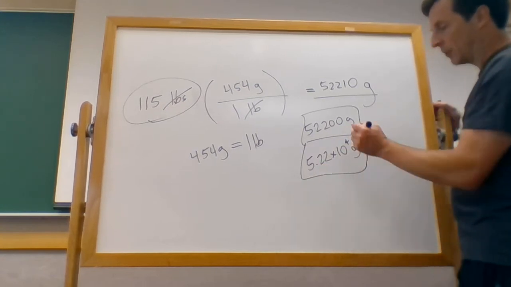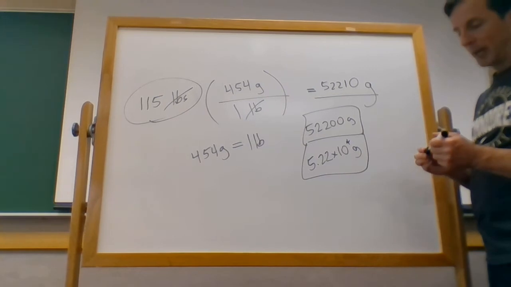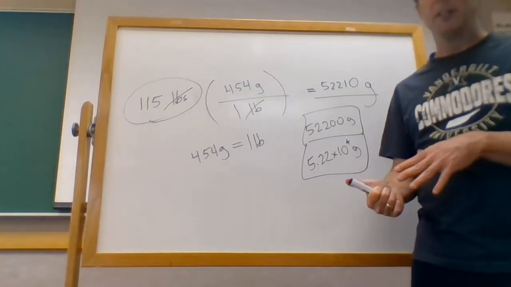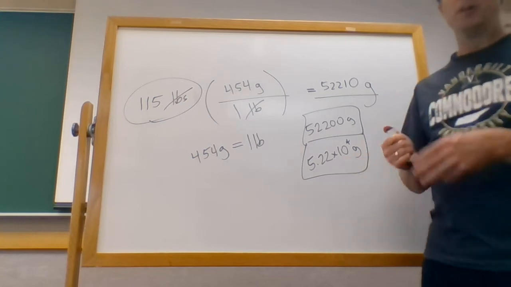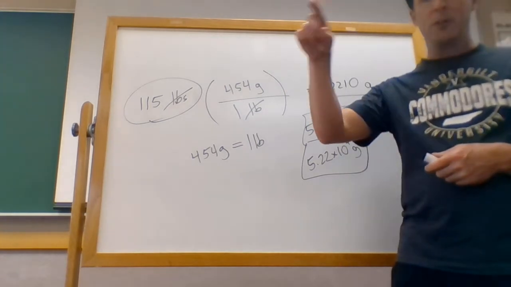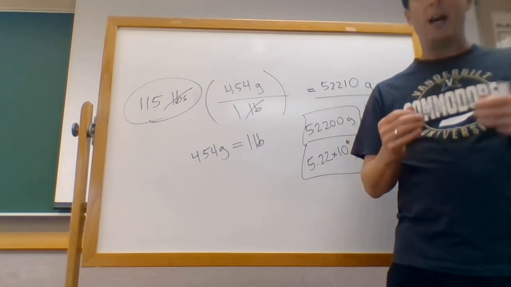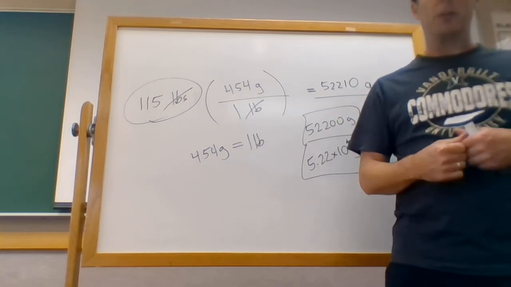Either one of those would be an acceptable answer. I don't care. Sometimes students ask, when do you put something in scientific notation? Basically, if I look at a number, and if I had to sit there and count how many zeros there are, it's a difficult number to read out loud. That would be a case where you should put it in scientific notation.